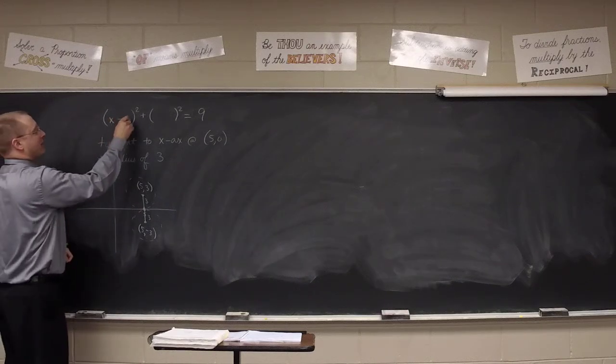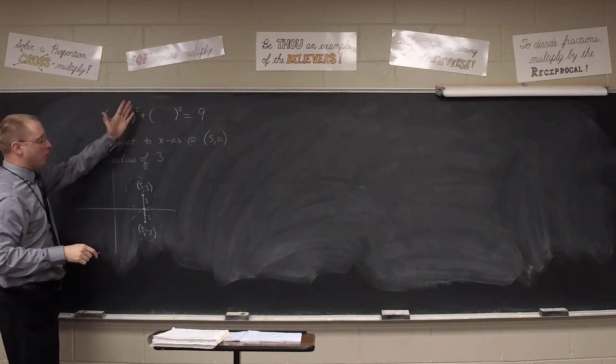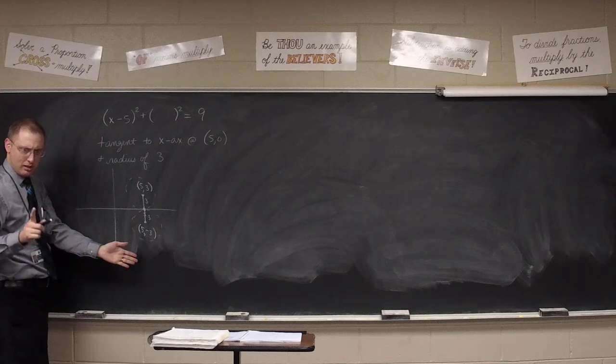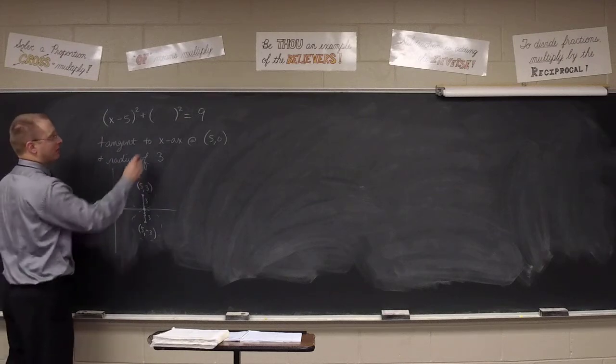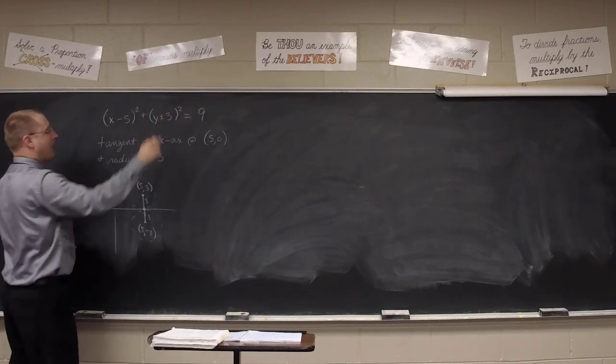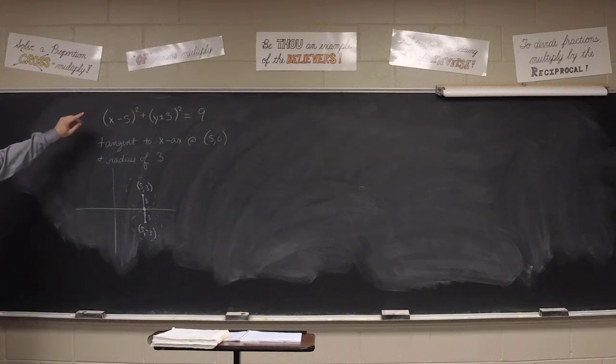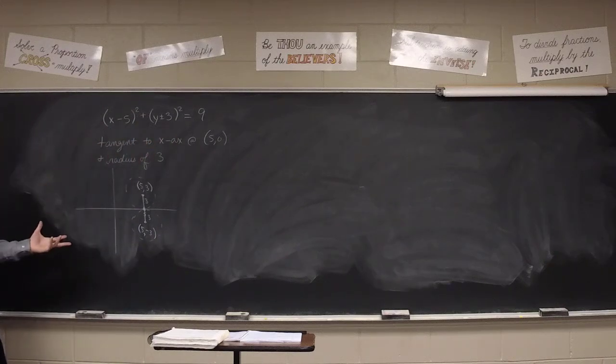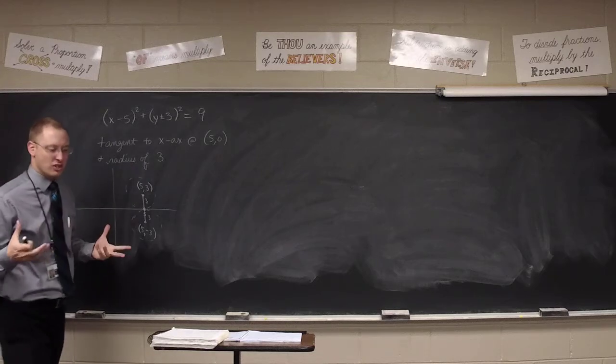Here, it could be y minus 3 or y minus negative 3. How might I show that? Y plus or minus 3. And there are the two circles that could be tangent to the x-axis at (5, 0) and have a radius of 3. Does that make sense? Again, just using some of that tangent knowledge we have.